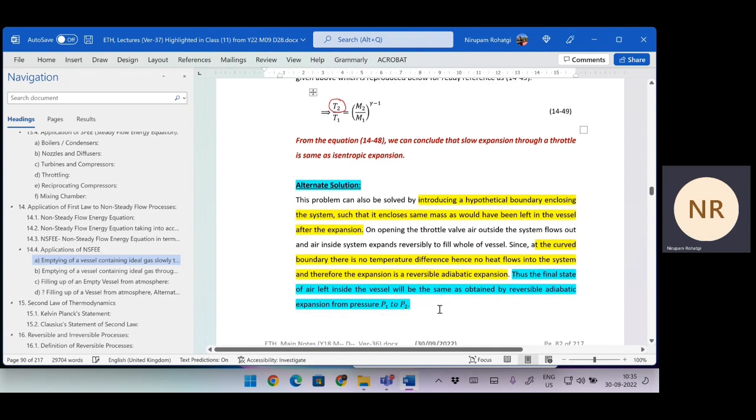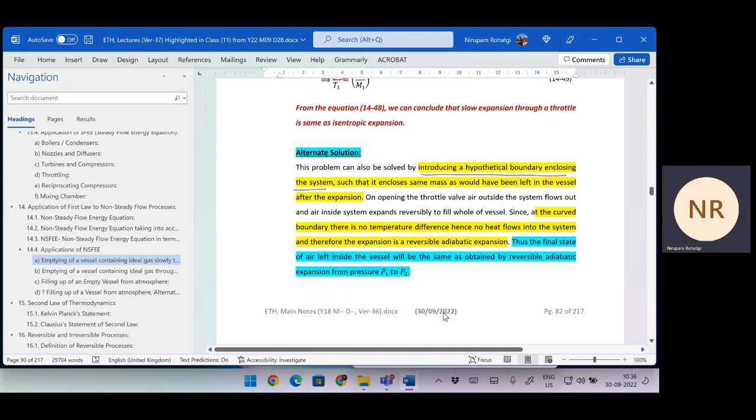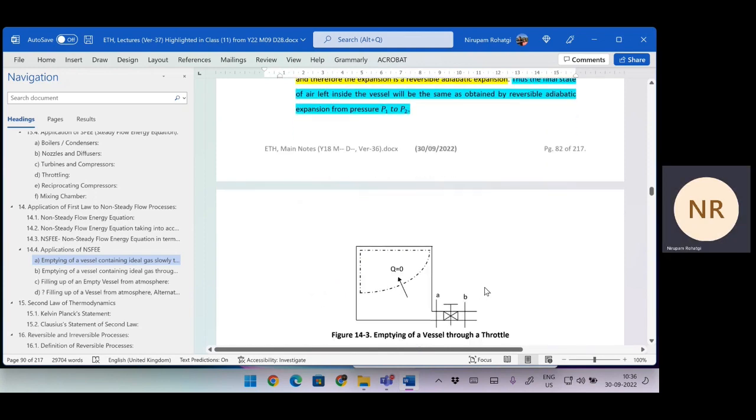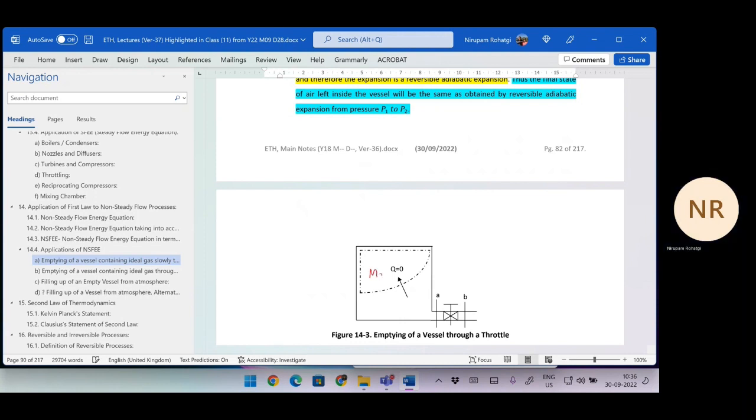There is an alternate solution to this, and what we are doing here is introducing a hypothetical boundary enclosing the system. So I'll come to the diagram and then tell you. Let us see the diagram first. What I am doing is dividing the whole mass into two parts. This is your M2, and this part is M1 minus M2.